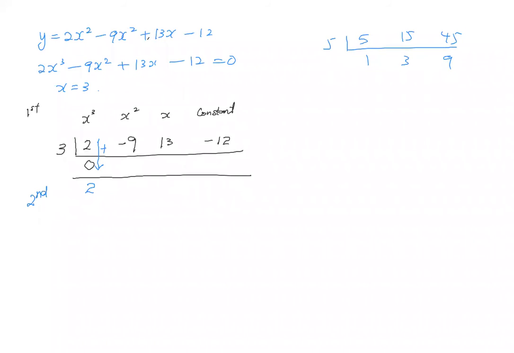Then third step. You take the 3, multiply by 2. Then the answer equals 6. You put it into the column of the negative 9. Got it?